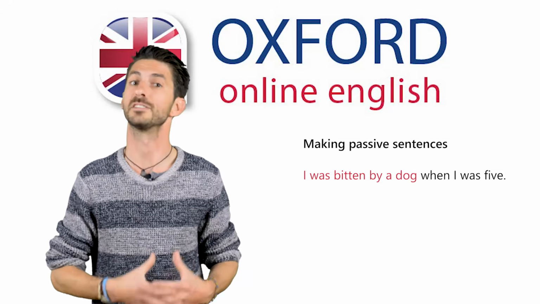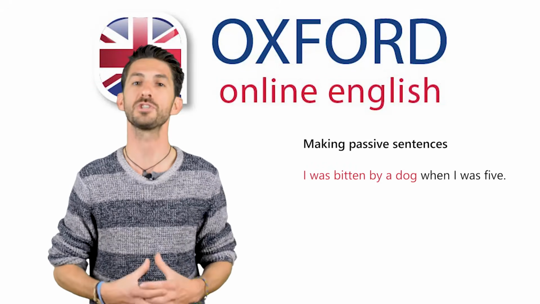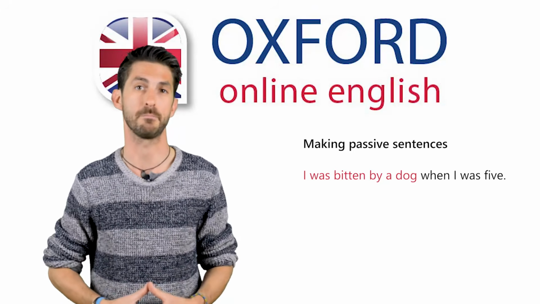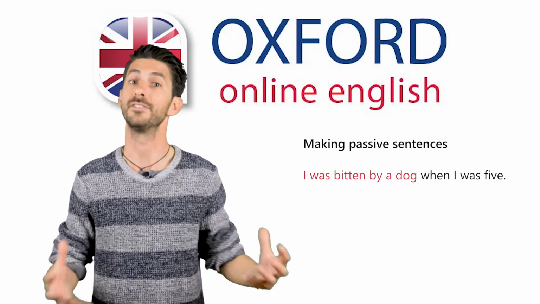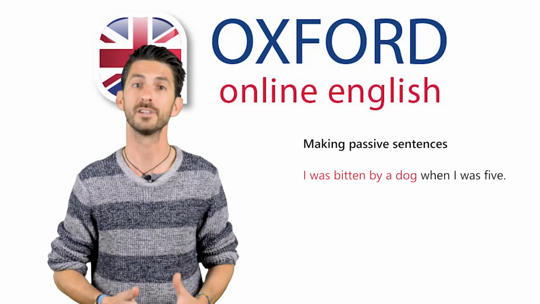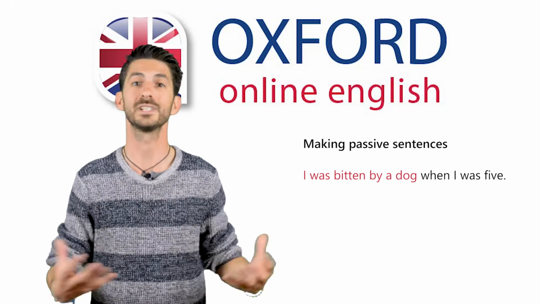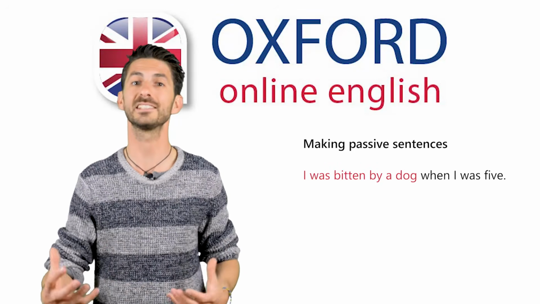When you make a sentence passive, you only change the subject, verb, and object. Everything else stays the same. In this example, when I was 5 isn't part of the subject, verb, object structure. So it's the same whether the sentence is active or passive.